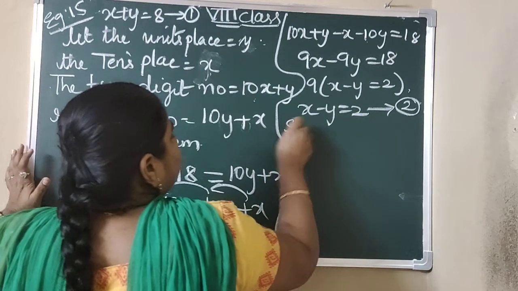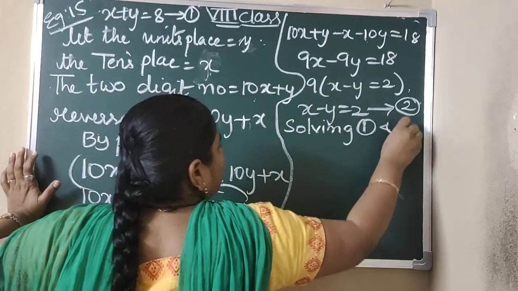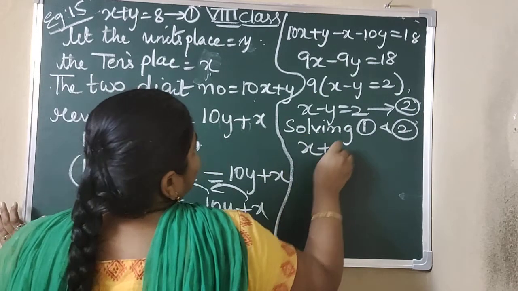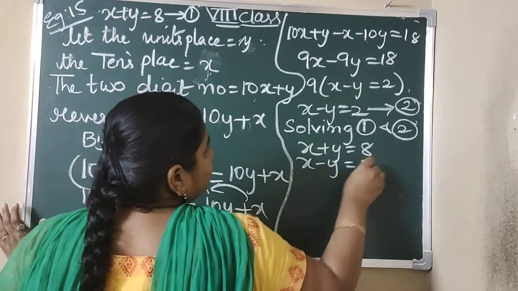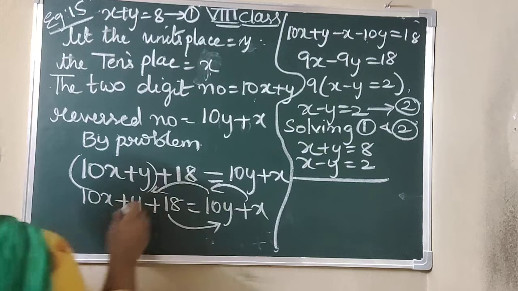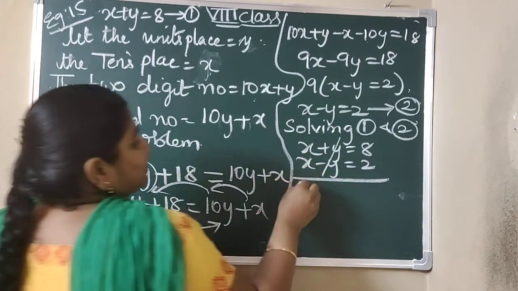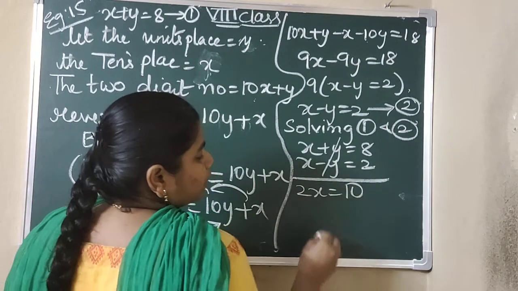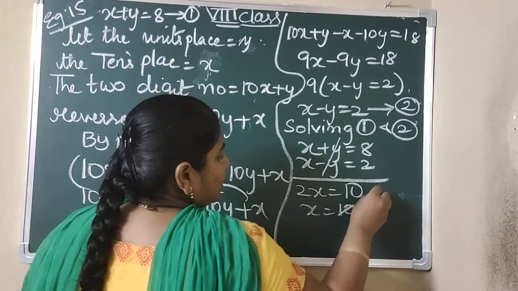So solving 1 and 2. What is 1 here? 1 is x plus y is equal to 8 and the second equation is x minus y is equal to 2. So if you solve this, plus y minus y will get cancelled. x plus x will be 2x, 8 plus 2 will be 10. So 2 transposes to the other side. So x will be equal to 10 by 2. 2 ones are 2, 5 twos are 10.